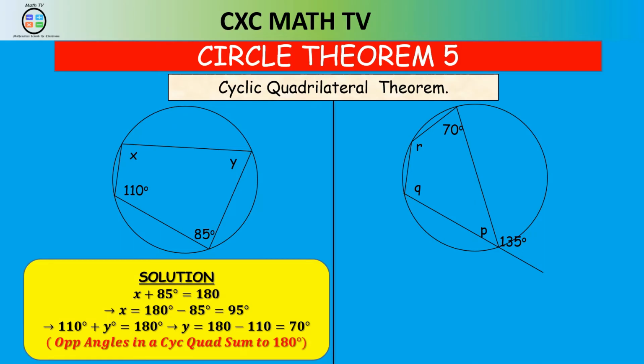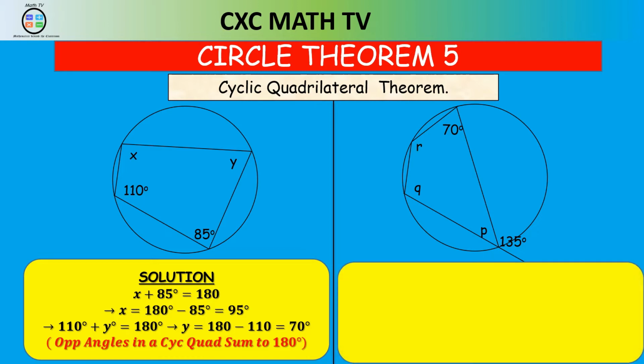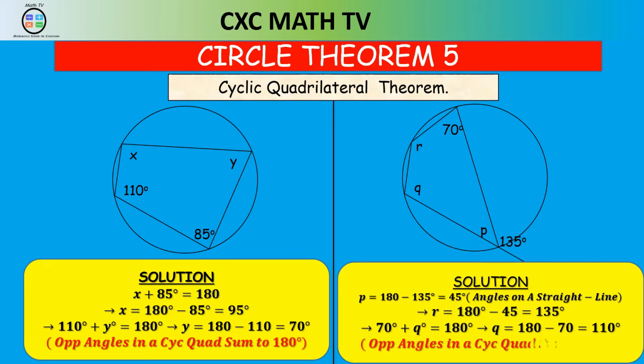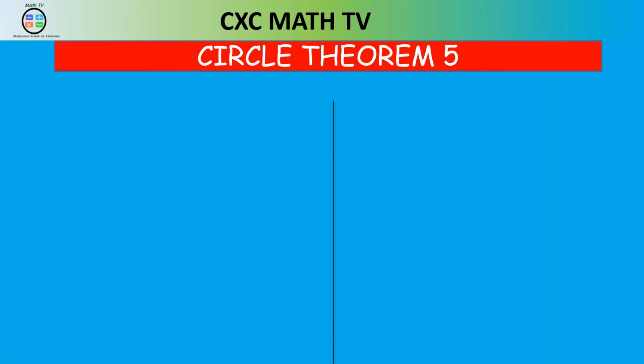Now to find angle P first, because angles on a straight line sum to 180, P is going to be 45. Now once we get P, we can find R, because R plus P is 180, so R is going to be 180 minus 45, which is 135. And then 70 plus Q is 180, and so Q is equal to 180 minus 70, which is 110. And the reasons for all of these are opposite angles in a cyclic quad sum to 180.